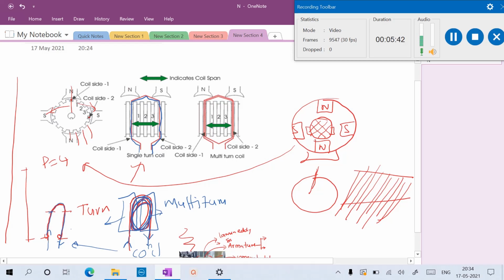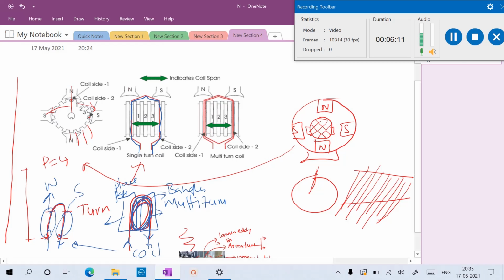If one coil side is placed, for example, in Pakistan, the other coil side should be placed in Bangladesh. That means one coil's sides should lie in different countries. One country is the North Pole and the other country is the South Pole. That is the coil pitch, which we saw last class.